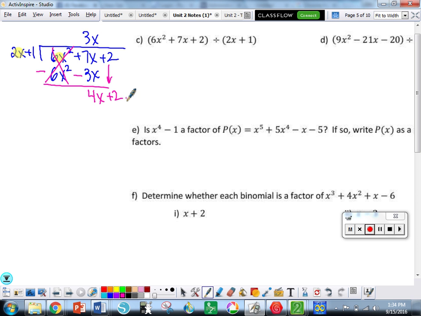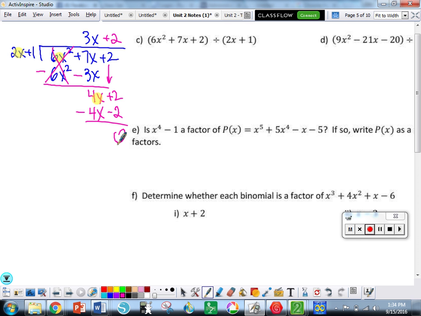Okay, cool. Now, we look at the 4x and the 2x, right? Divide them again. 4x divided by 2x is 2. Right? 2 times 2x is 4x. 2 times 1 is 2. Then what? We change the sign. Yay! What's that? I'm so proud of you.